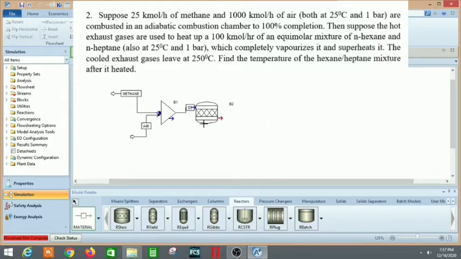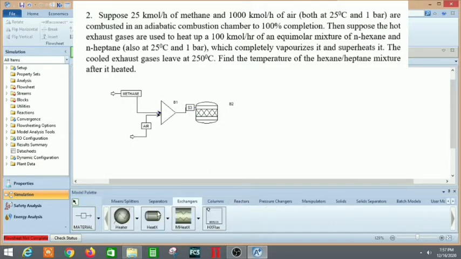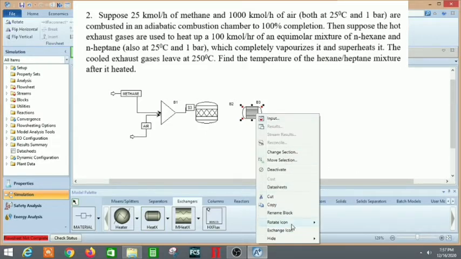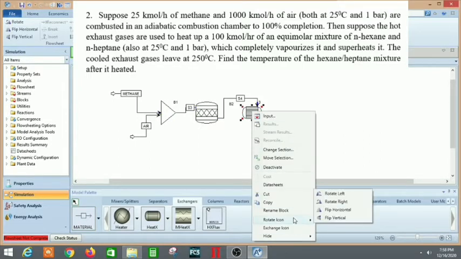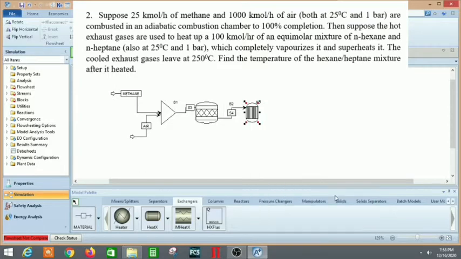So let's join these. Then after the reactor we need a heat exchanger where we have 4 streams, not just 2 streams. So we will use this HeatX because we have 4 streams here. Let's first attach the streams. The exhaust gas will go to the hot side, because after the reaction heat will be released and this stream will be hot, and we need to cool it down. Let's rotate it first, and yes, that's fine. And there will be a cool stream.